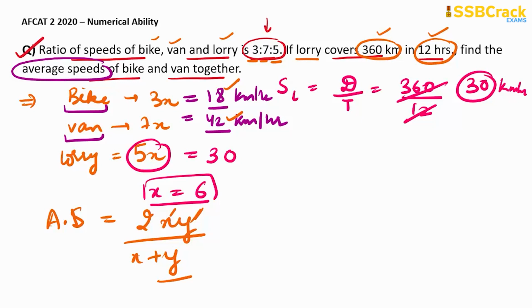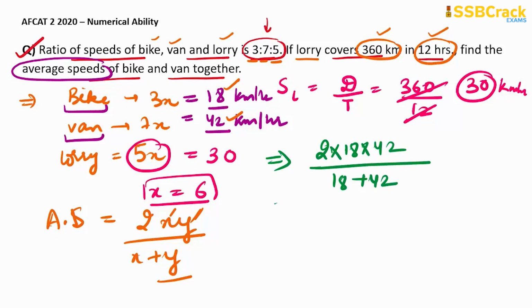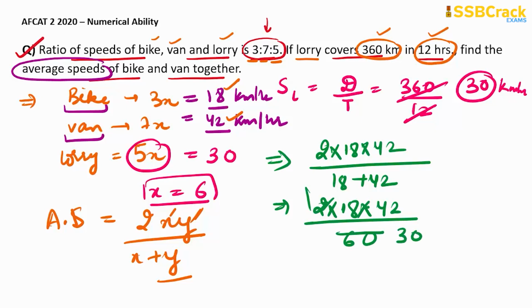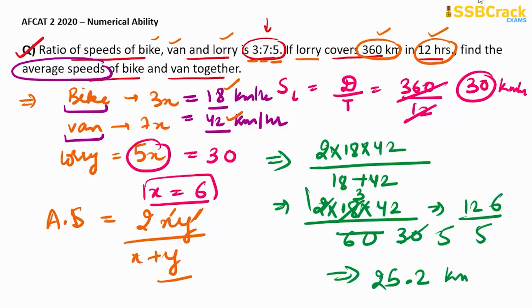So it will be equal to, I am solving it here, 2 into 18 into 42 divided by 18 plus 42, right? So it will be 2 into 18 into 42 divided by 60. Okay, so 2 ones are 2, 2 30s are 60, right? Similarly, 6 3s are 18 and 6 5s are 30. So it will be 3 2s are 6 and 126 divided by 5, or we can directly say it as 25.2, right, kilometers per hour.